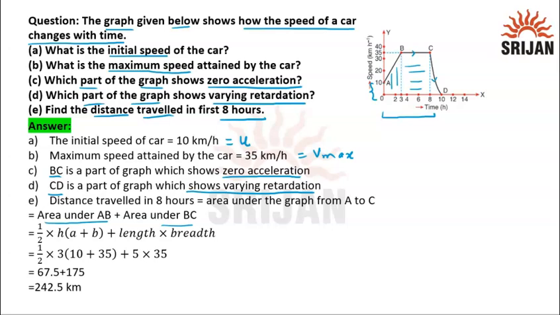So what is the area of a trapezium? That is half into height into the sum of parallel sides, plus the area of the rectangle, which is length into breadth. Now I'll substitute the values. What is the height of this trapezium? This is from 0 to 3, which is 3. One parallel side is 10 and the other parallel side is 35. For the rectangle, the length is from 3 to 8, that is 5, and the breadth is this 35. On calculating, we get the distance traveled in 8 hours as 242.5 kilometers. This is the answer for the distance traveled in the first 8 hours.